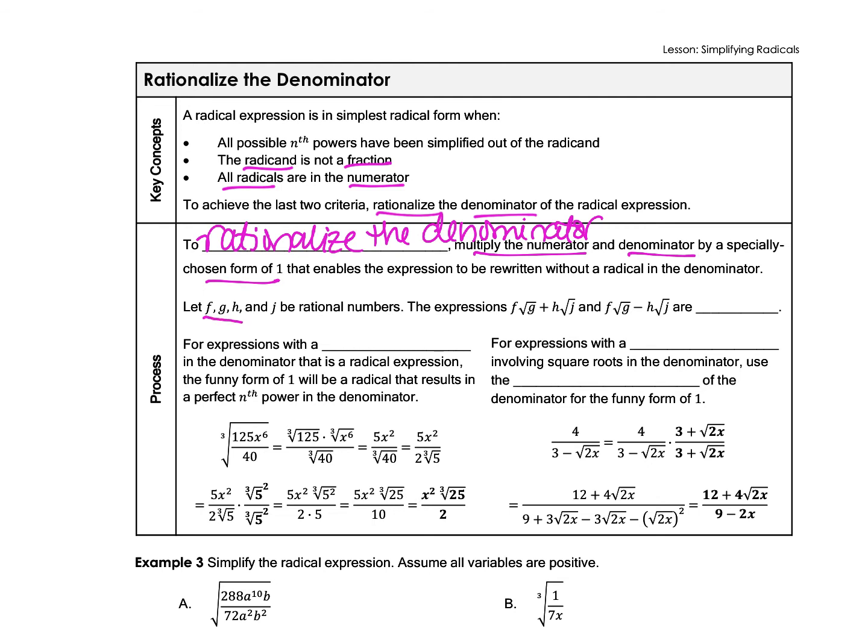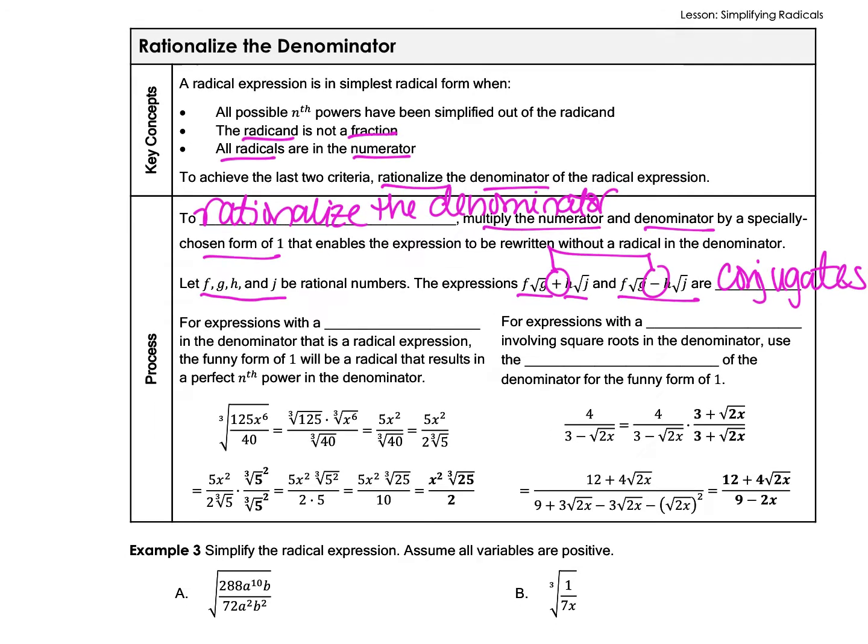So it says let f, g, h, and j be rational numbers. The expression f square root of g plus h square root of j and f square root of g minus h square root of j are called the conjugates, which is like the opposite. So notice the same, it's exactly the same except one is plus and one is minus. So if you remember difference of squares when we did that, if we were to multiply it back through, the middle terms would cancel out.